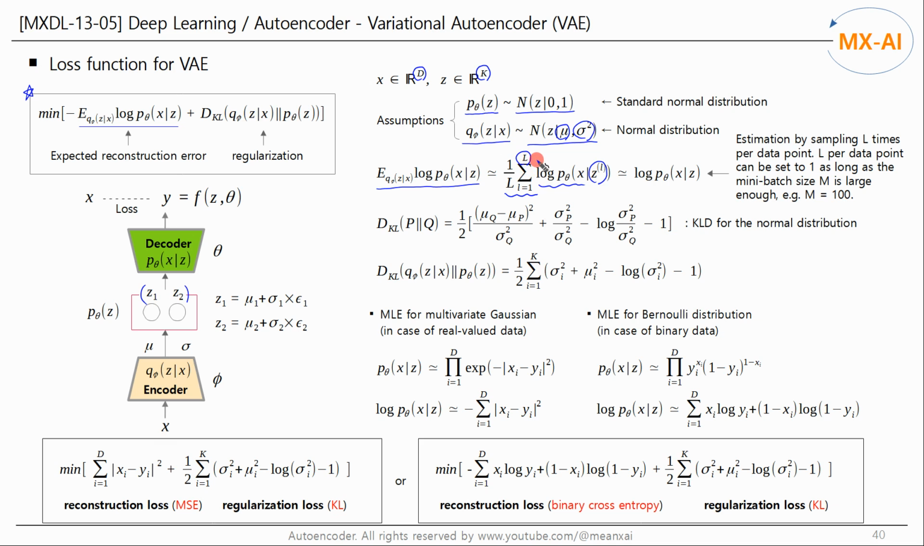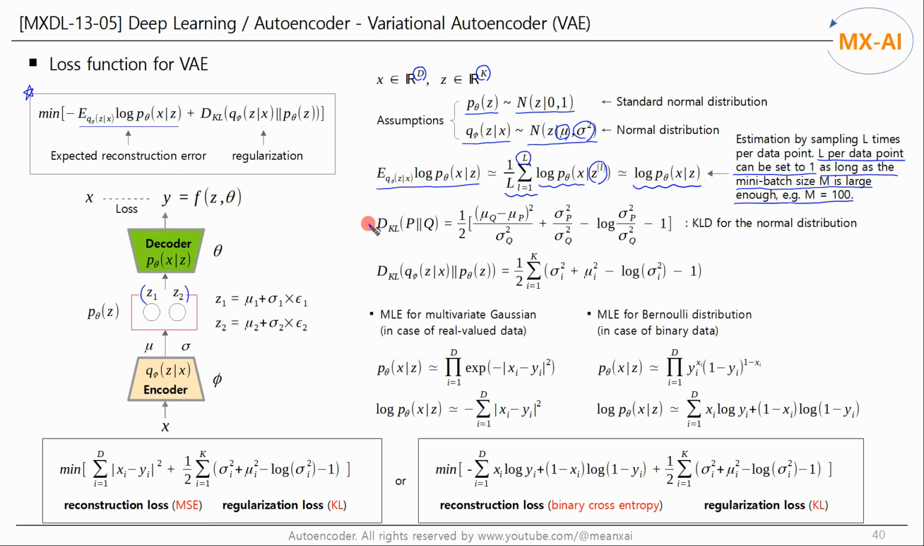The authors of the paper said, "In our experiments we found that the number of samples L per data point can be set to 1 as long as the mini-batch size M was large enough, e.g. M is 100." Then we can simply write the expected reconstruction error as follows.